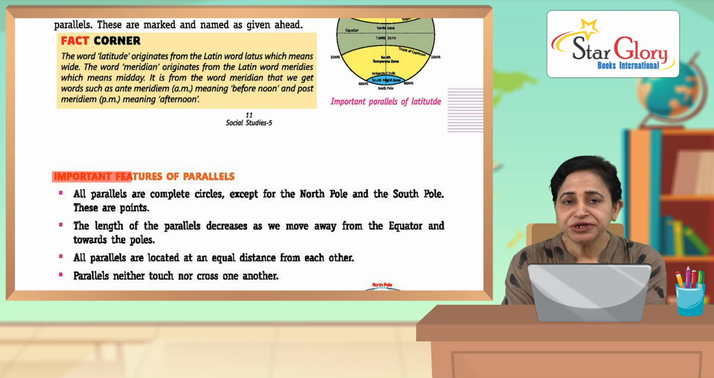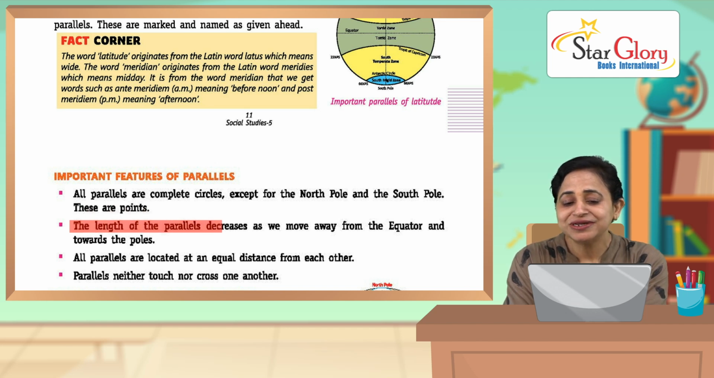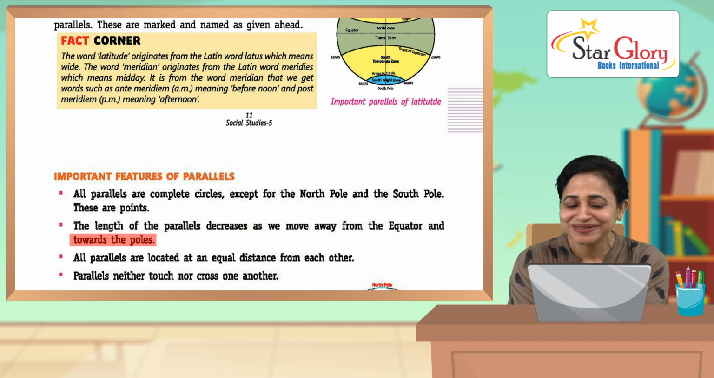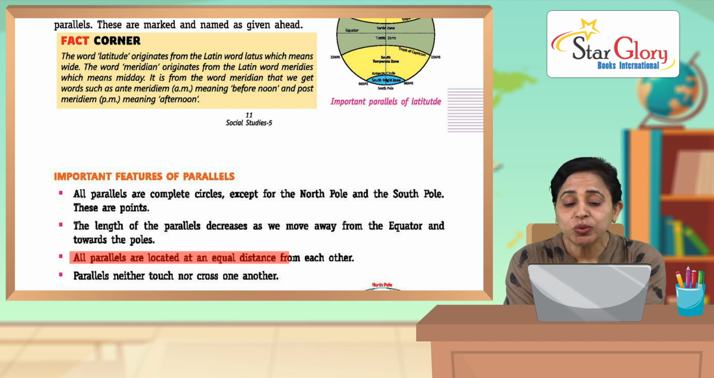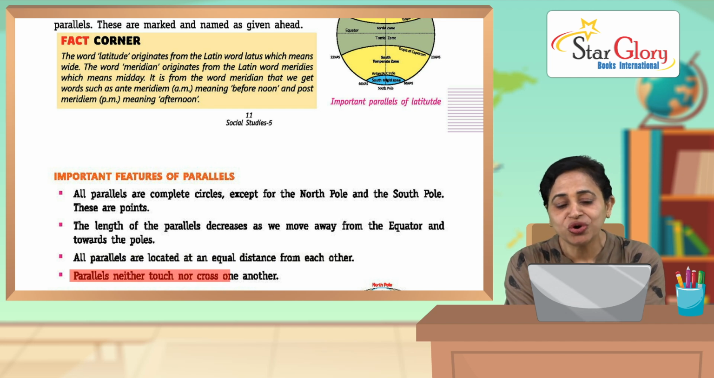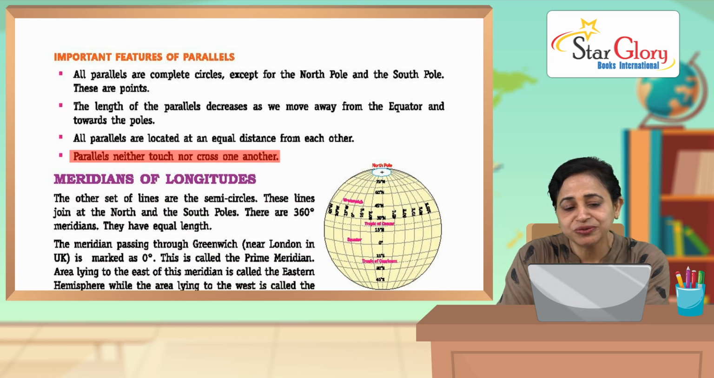Let's have a look at important features of parallels. All parallels are complete circles except for the North Pole and the South Pole. These are points, right? The length of the parallels decreases as we move away from the equator and towards the poles. जैसे आप move करोगे क्या decrease हो जाएगी? Length. All parallels are located at an equal distance from each other. Parallels neither touch nor cross one another. ना ही टच करते हैं और ना ही क्रॉस कर सकते हैं एक दूसरे को.